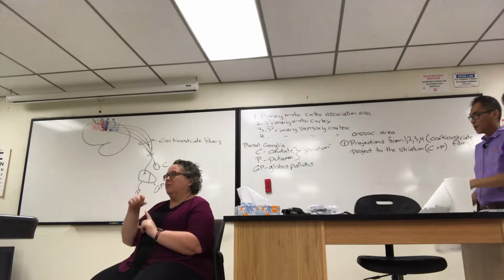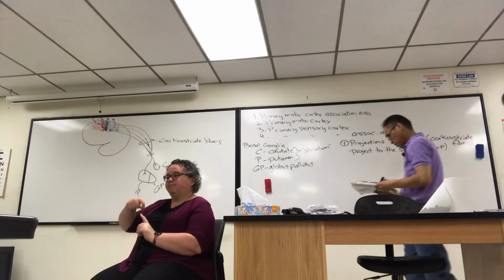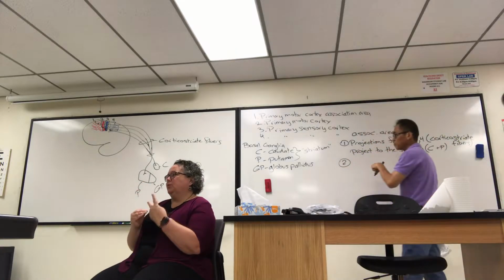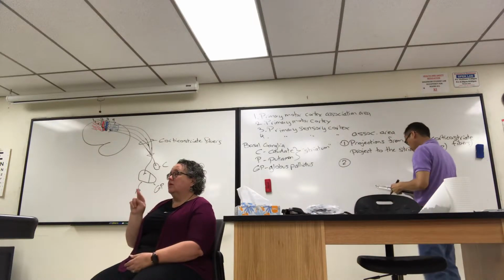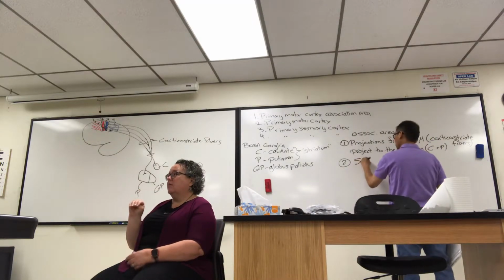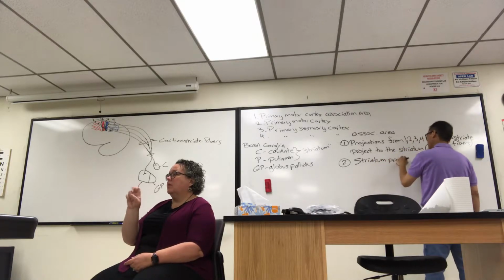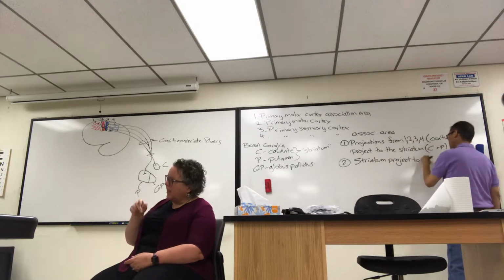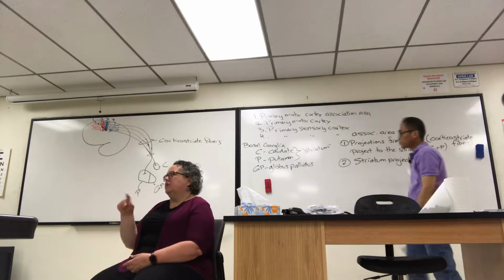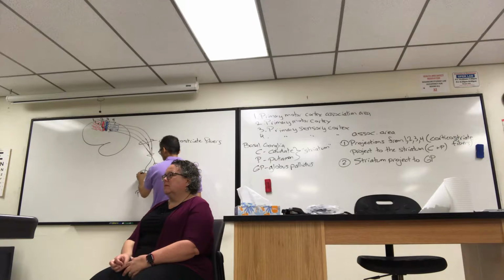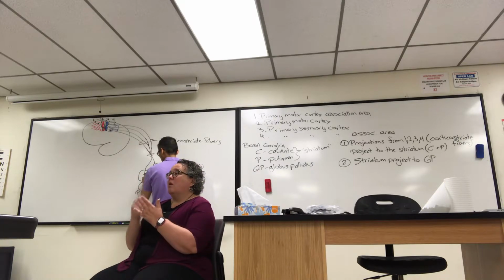Okay. So from there, call it step number 2, the striatum projects to the globus pallidus, GP. So I'll just draw a cell projecting to there, another cell projecting to there. I'll draw another cell body there.